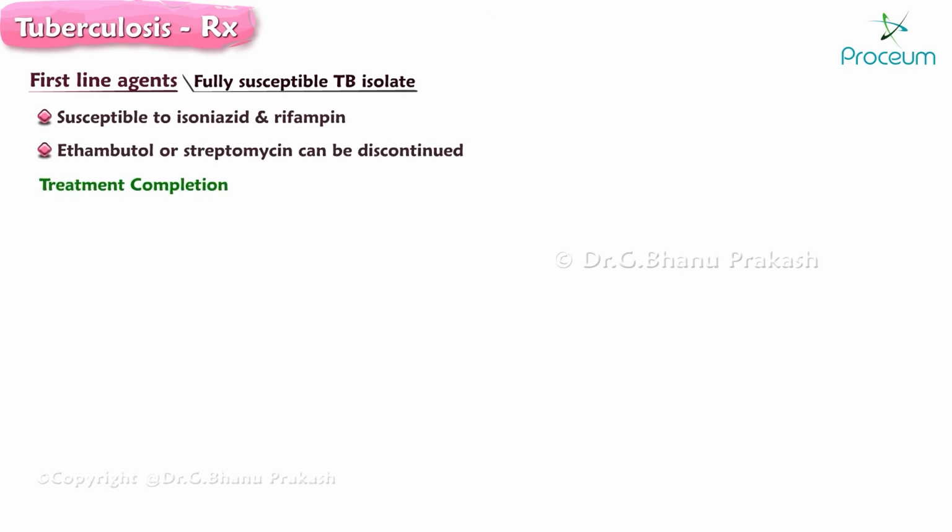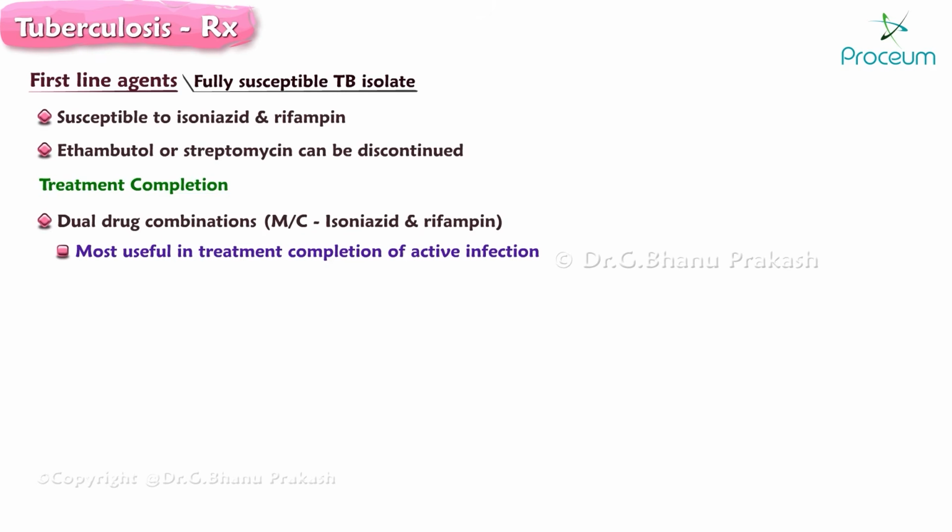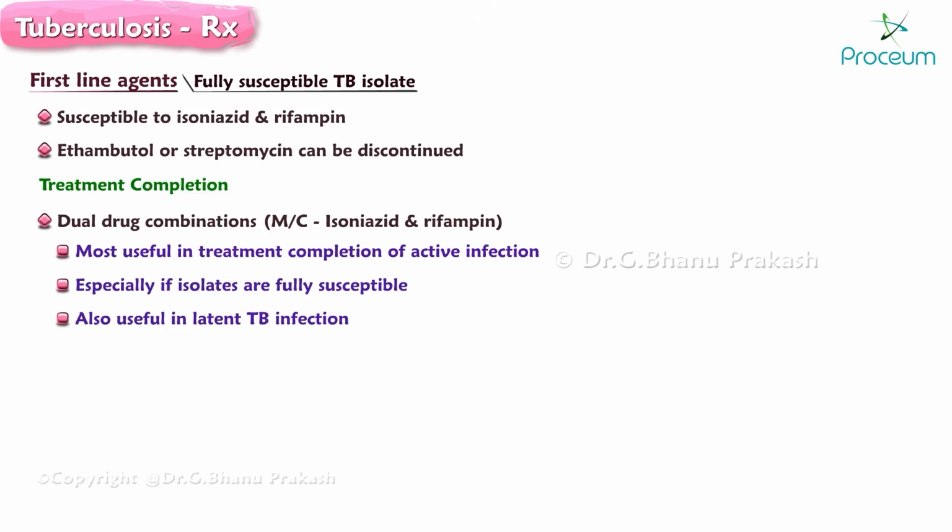Treatment completion. Dual drug combinations, most commonly isoniazid and rifampin, are most useful in the treatment completion of active infection, especially if the isolates are fully susceptible. These are also useful in latent tuberculosis infection.